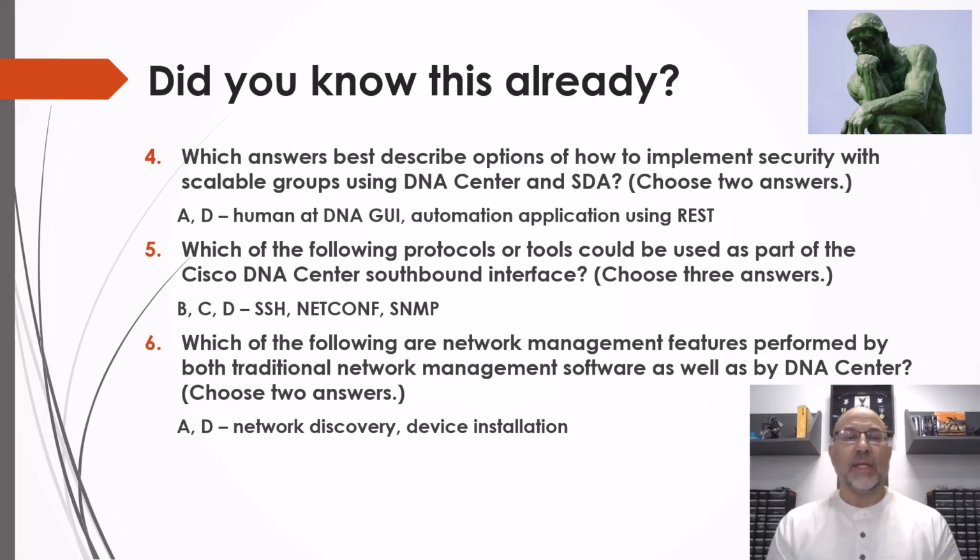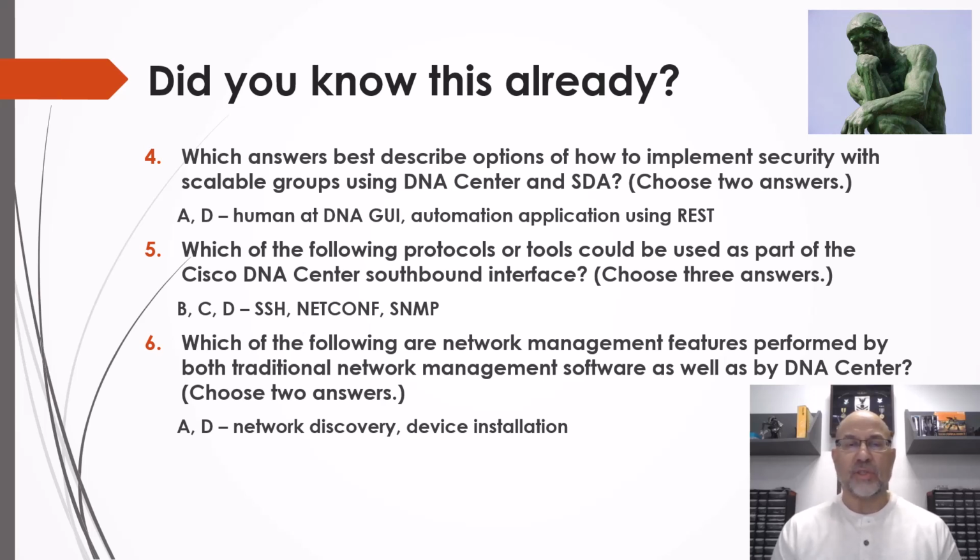Question number 4, which answers best describe the options of how to implement security with scalable groups, that was the example in the chapter, using DNA Center and STA? Well, that was A and D. A human at a DNA GUI, right? So that would be the single pane of glass, configuring that. So you could configure scalable groups there, or if you had that REST API, right? This is part of the northbound interface, you could do it that way too. So that was D.